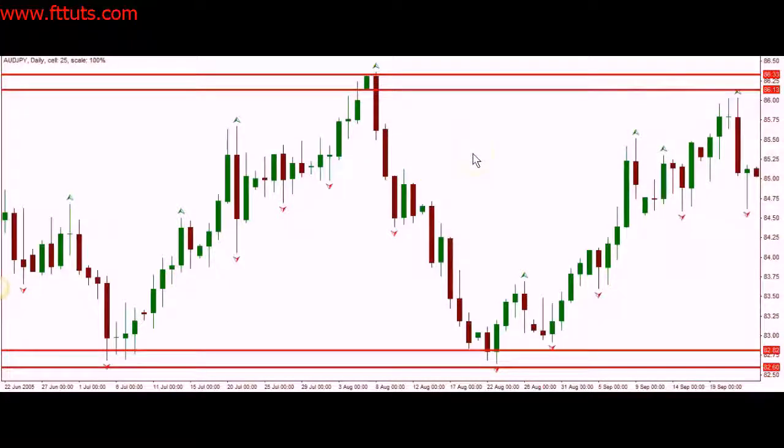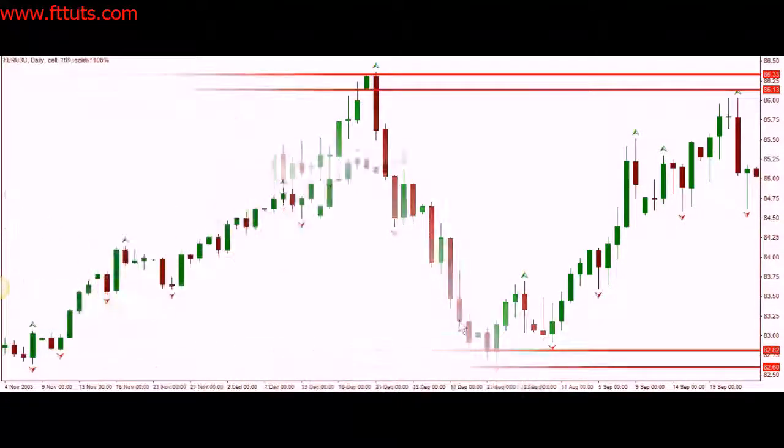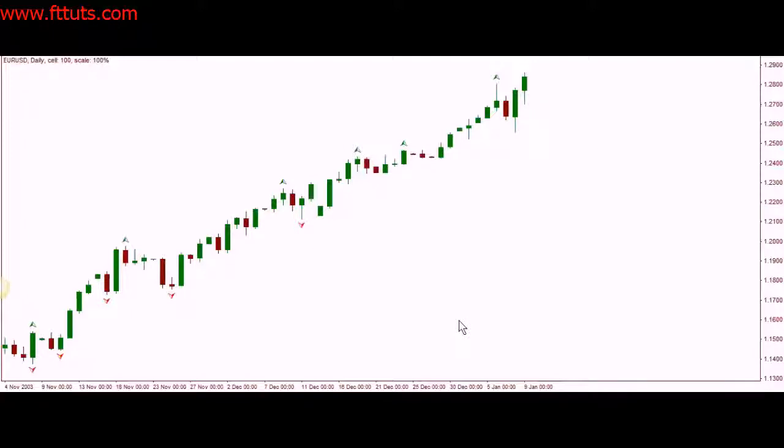So let's look at some other opportunities. All right, so we're going to look at another opportunity we find here with the daily time frame of the Euro US dollar. So the main time frame that you want to use is the daily time frame, but this works on all time frames.